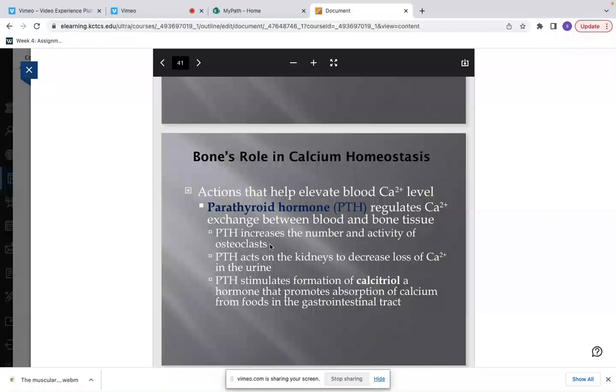So, two things parathyroid hormone does. One, it activates the osteoclast to increase calcium within the blood, right? And then two, it activates calcitriol. What does calcitriol do? Calcitriol is responsible for absorbing calcium within the gut.